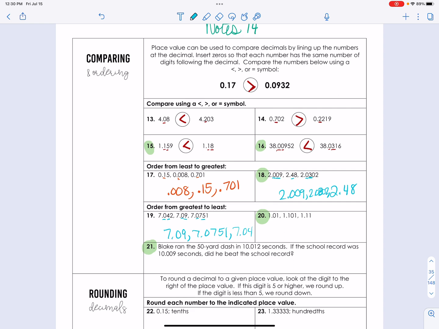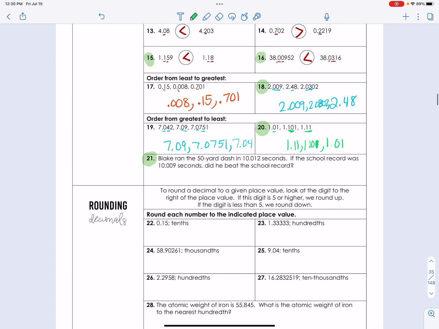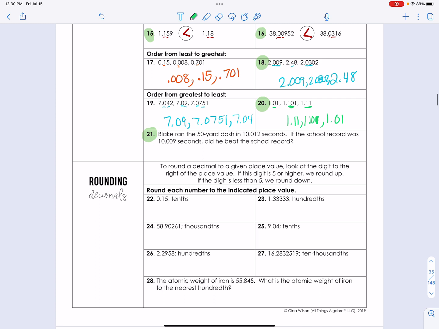Okay, same thing on 20. I'm going to look at the tenths place. Okay, and I'm doing greatest to smallest. Well, I now know 1.01 is the smallest because this is 0. And so now I'm going to compare these, and that has a 1. So 1.11 is the biggest, and 1.101 is the smallest.